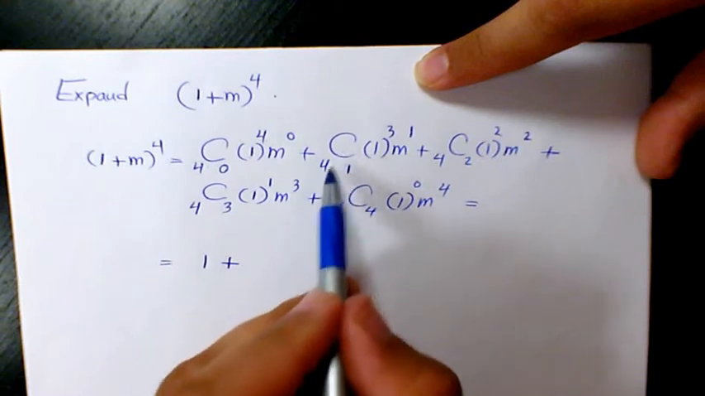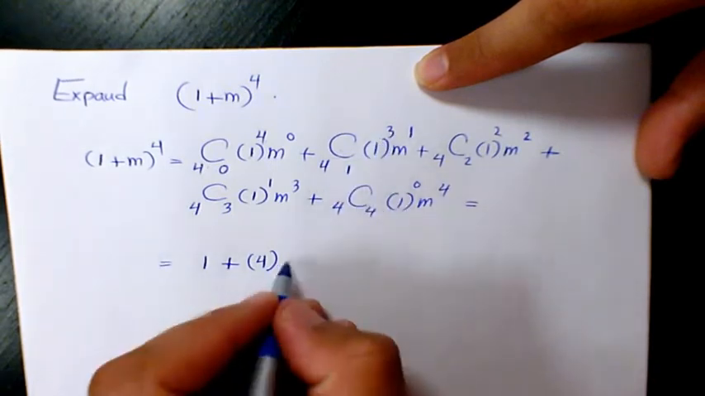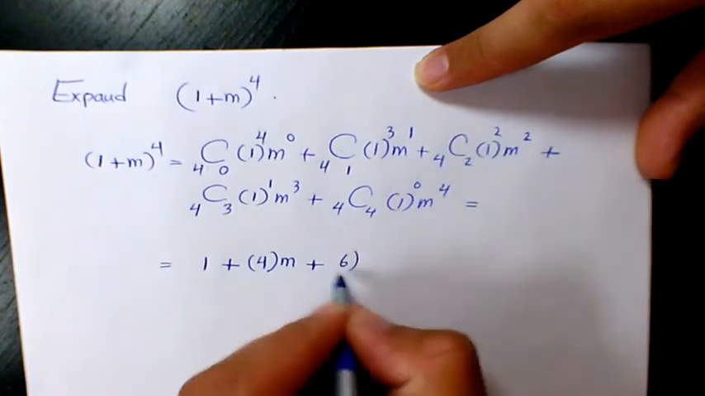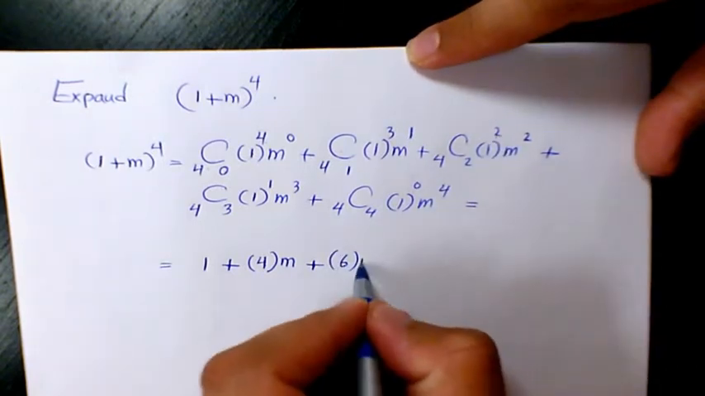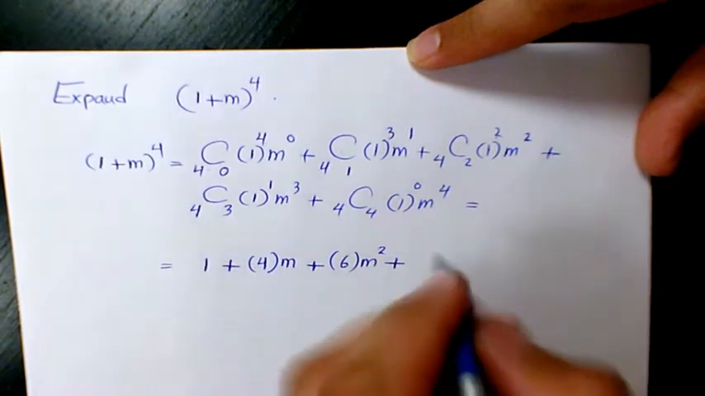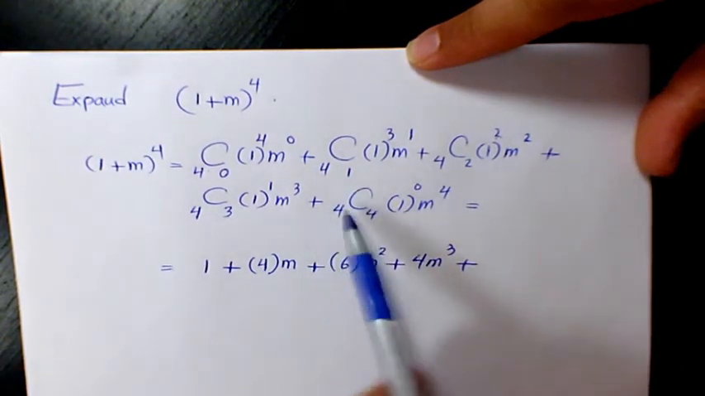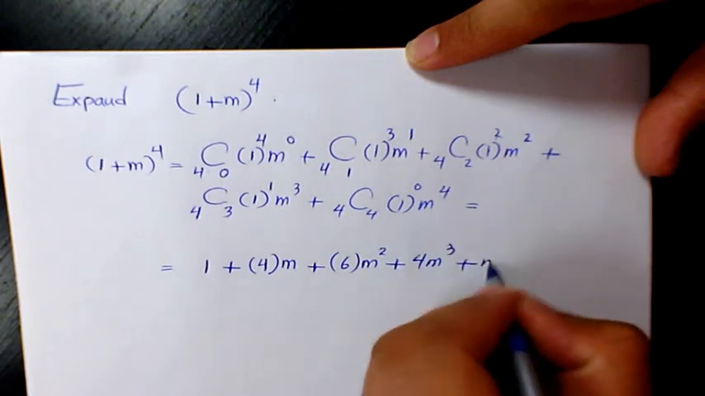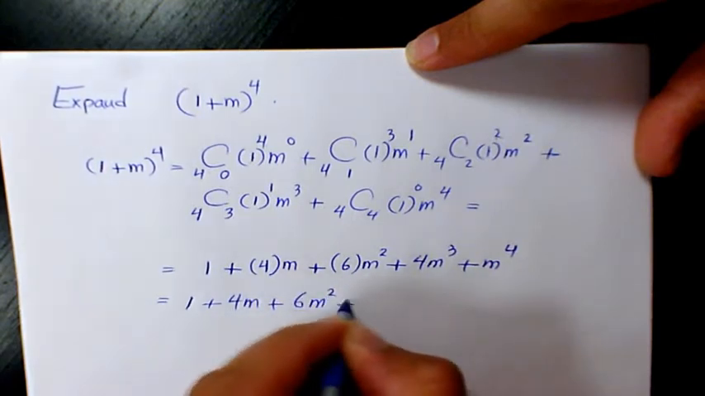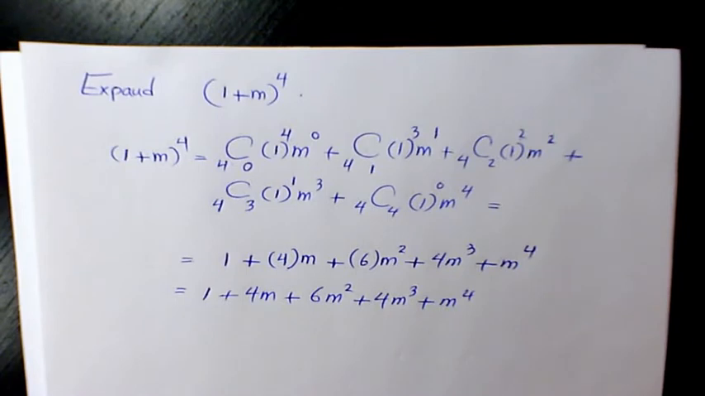Plus 4C1, that's 4, using Pascal's triangle. 1 to the power of 3 is 1. m to the power of 1 is m. Plus 4C2, that's 6. 1 to the power of 2 is 1. m squared. Plus 4C3 is 4 times 1 is 4 again. m cubed. Plus 4C4 is 1 again. 1 to the power of 0 is 1 times m to the power of 4 is going to be m to the power of 4. So we're going to say that's 1 plus 4m plus 6m squared plus 4m cubed plus m to the power of 4. So that's going to be the expansion of 1 plus m to the power of 4.